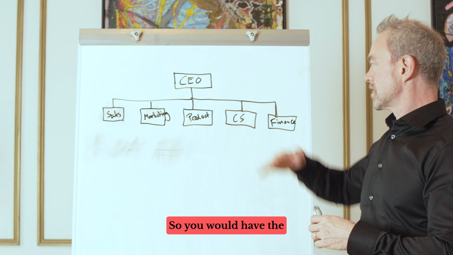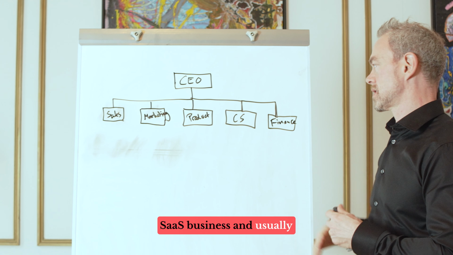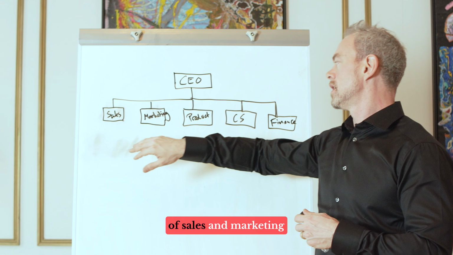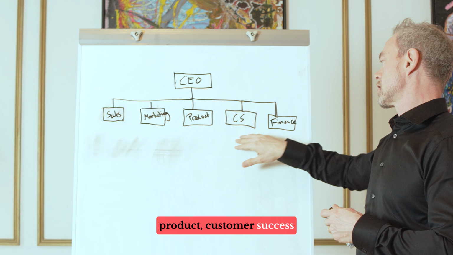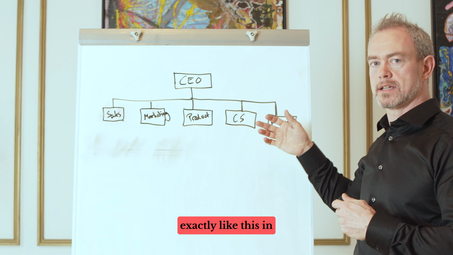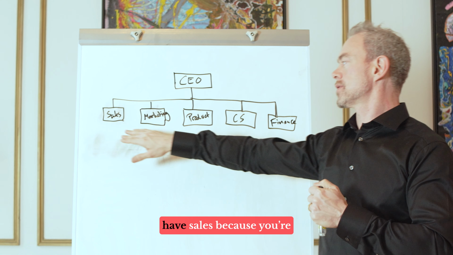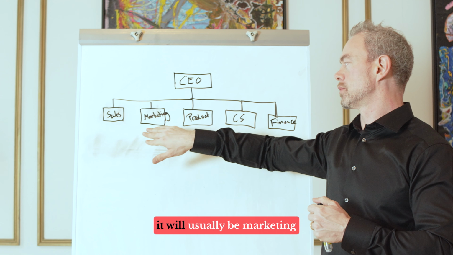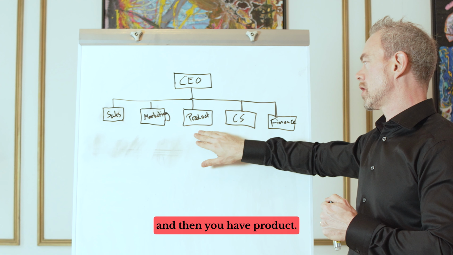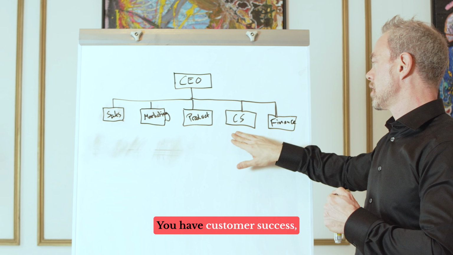So you would have the CEO and then you would have the different functions in your SaaS business. Usually you would have some sort of sales, marketing, product, customer success, and finance. If this doesn't look exactly like this in your org chart, just accommodate whatever it looks like. Maybe you don't have sales because you're all product led. Then it would usually be marketing, and then you have product. Maybe you have product marketing as an independent function. That's fine. You have customer success.